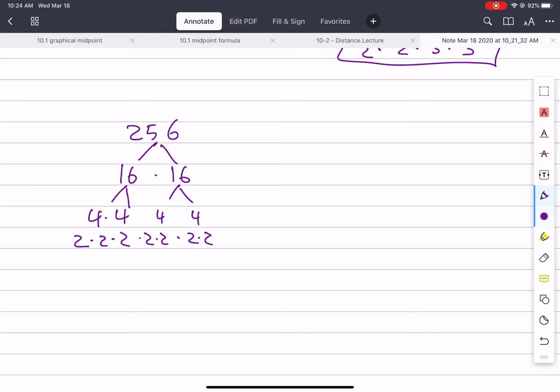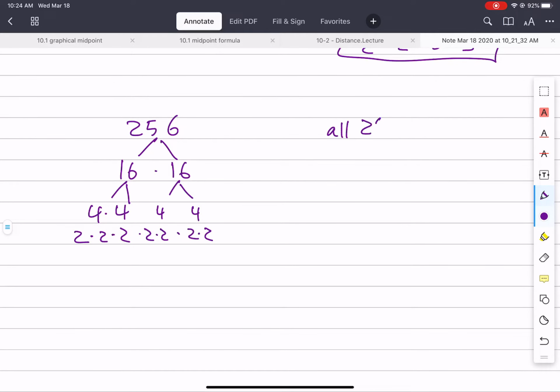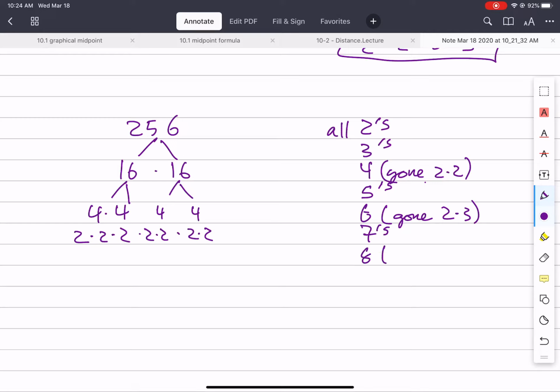So what I prefer to do is always pull out all the 2's, then all the 3's, then all the 4's are already gone because 4 is all 2's. Then I pull out the 5's, and then 6 is gone because it's 2 times 3, and we already pulled those out. 7's. 8 is gone because 8 is 2 times 2 times 2, and we've already pulled 2's out. And then 9 is also gone because that's 3 times 3.